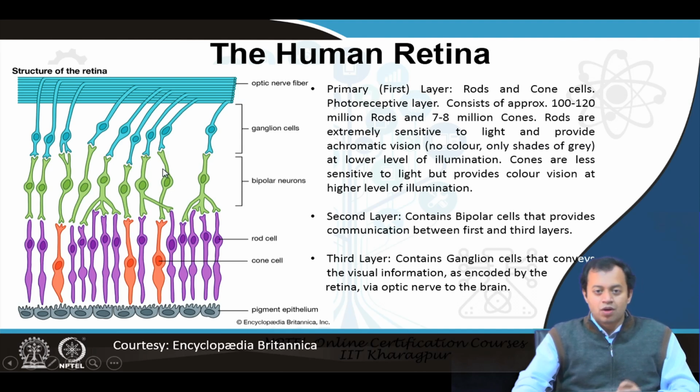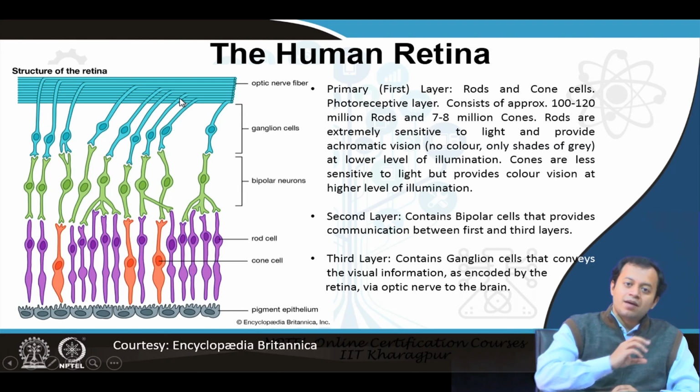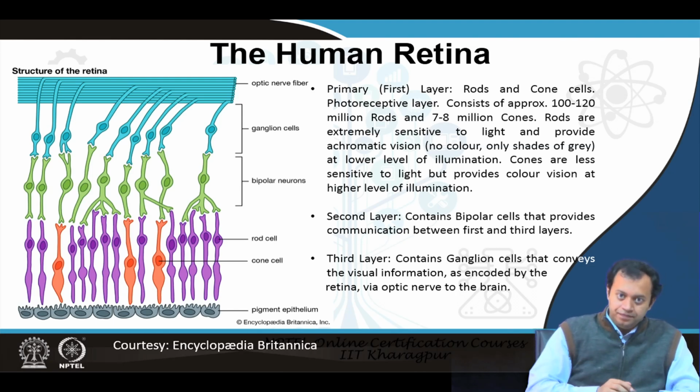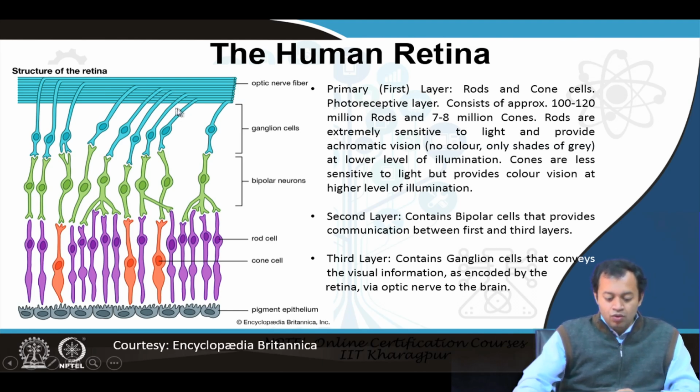So bipolar neurons or bipolar cells are the interconnects that simply transmit information from rod cell to ganglion cell. The ganglion cell is part of the visual information processing, which conveys the visual information as encoded by the retina via the optic nerve to the brain. So the ganglion cell is the extent up to which your brain is coming into effect. Okay, so this is the reach of the brain. Well, the brain reaches everywhere, but you know what I mean.